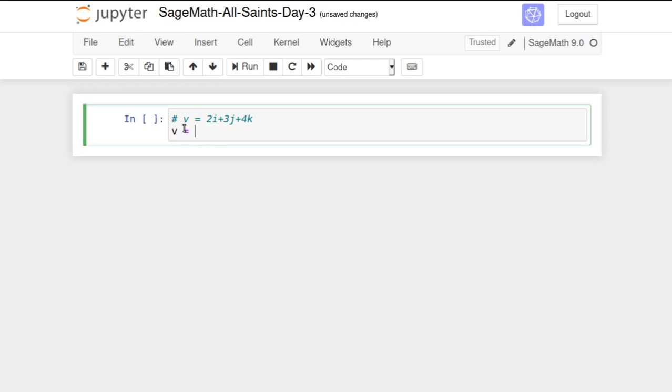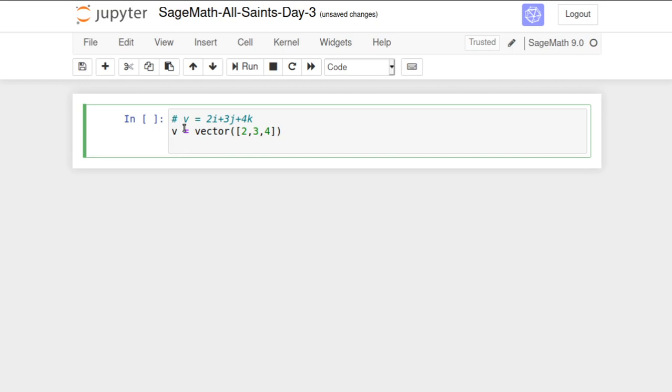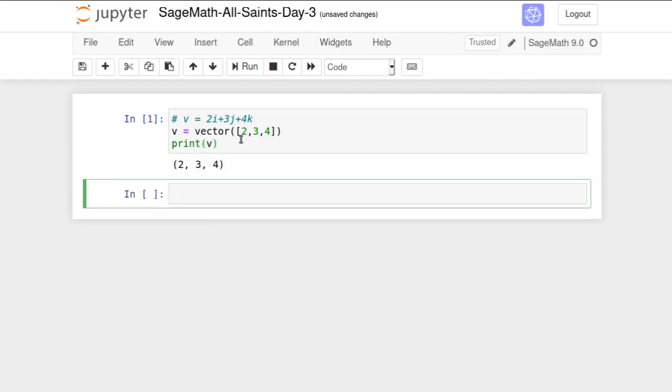So I'm defining v equal to vector. This is the command, and we have to enclose whatever we are going to type inside open and close brackets. Now the vector has to be enclosed in a square bracket. So 2i plus 3j plus 4k is what I want, so v is equal to vector, in square brackets, 2, 3, 4. If I ask SageMath to print v, I'll get the output like this.